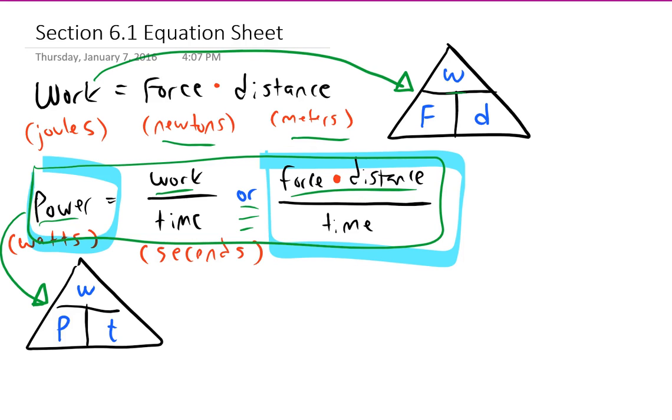Those three types of problems are all you'll find on 6.1.